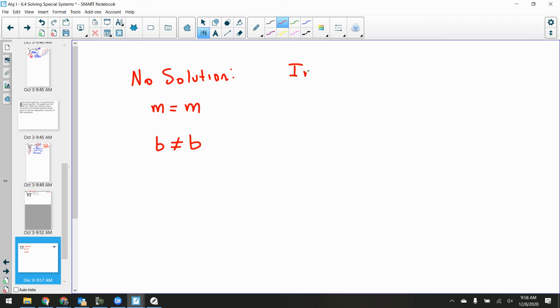If there's infinite solutions, meaning coinciding lines, the slopes are going to be the same and the y-intercepts are going to be the same. It's going to look like the exact same equation. The slopes are going to be the same and the y-intercepts are going to be the same.